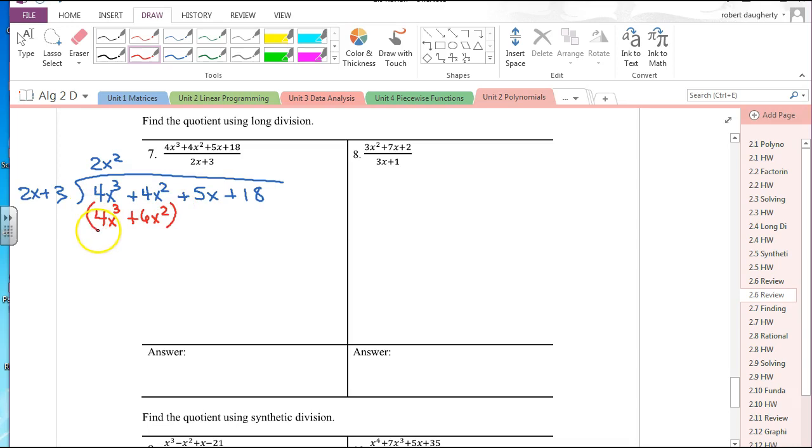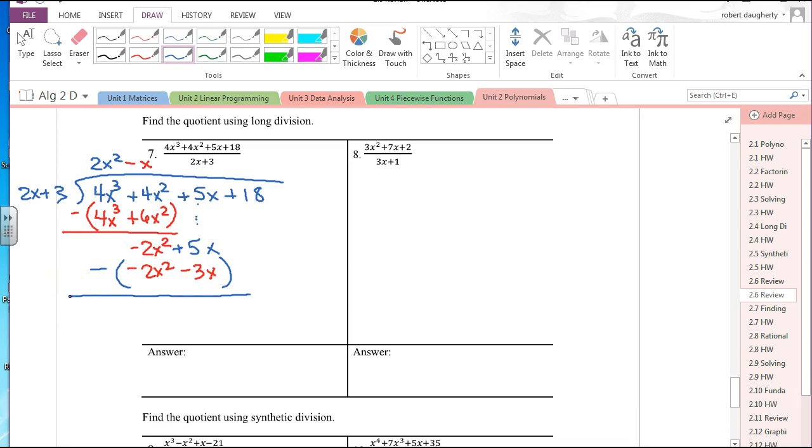So the next step in long division, subtract all of that, and then your x cubed terms go away, and I get -2x squared. And so now I look at it, what do I multiply 2x by to get a -2x squared? That looks like that's going to be a -x. So when I do that multiplication, I get -2x squared minus 3x. So then I need to bring down this 5x here. And then the next step is you subtract all of that.